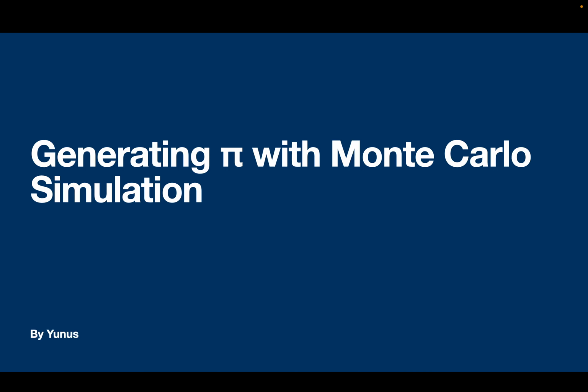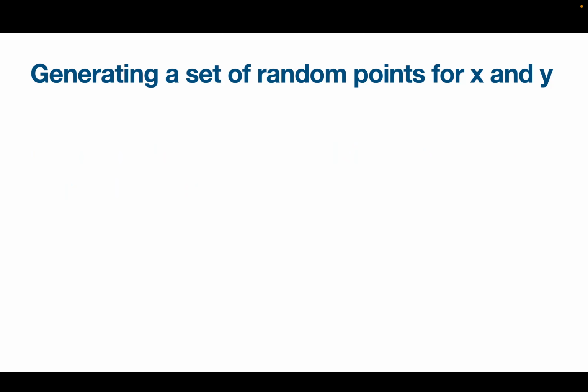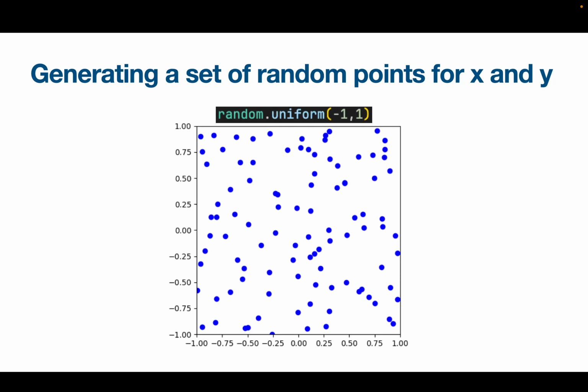First, we will create sets of x and y coordinates. Basically, we'll create a graph from -1 to 1, x and y, and we will plot some random points onto that graph. We'll use the uniform function of the random module in Python to do this. So we have a graph from -1 to 1, both x and y, and it has 100 random points.